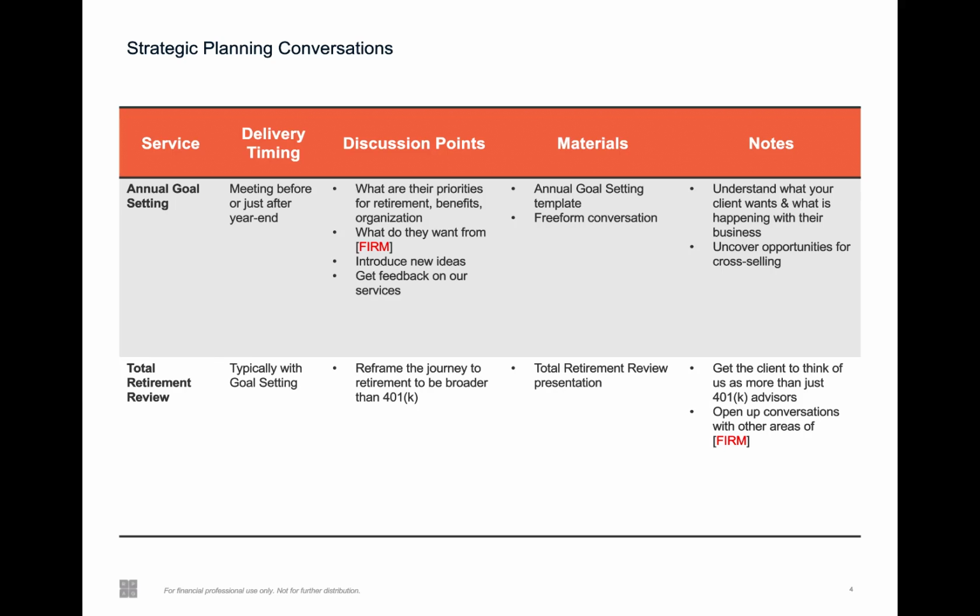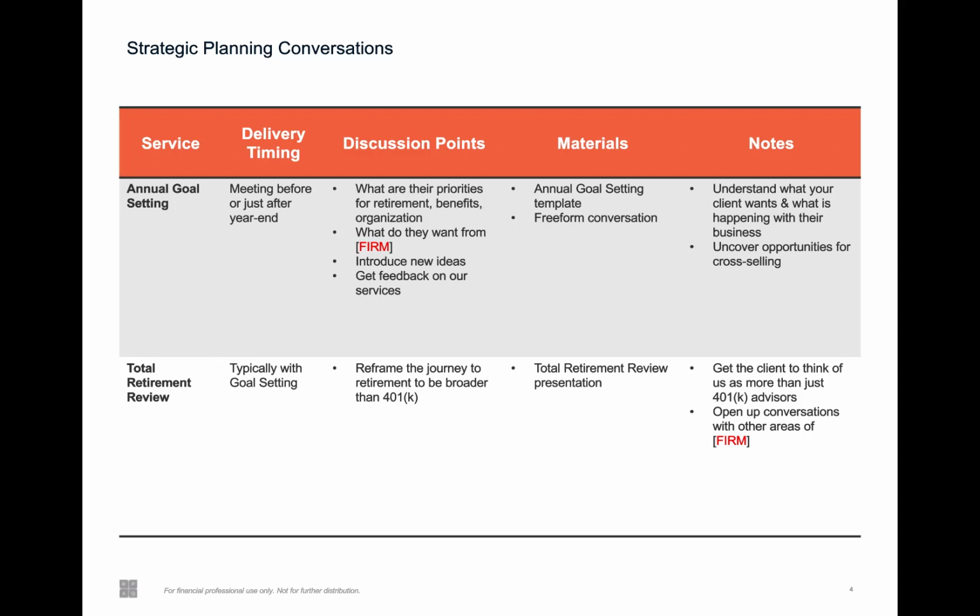You can adjust how you want to address these various items with your clients. So, high-level strategic planning conversations: we mentioned the annual goal setting, as well as the total retirement review. Typically, I like to do these around the beginning of the year or the end of the year. It's just the time that the committees are really thinking about what's happening in the next year, so they're in that mode of what are our initiatives, and what are we looking to achieve?